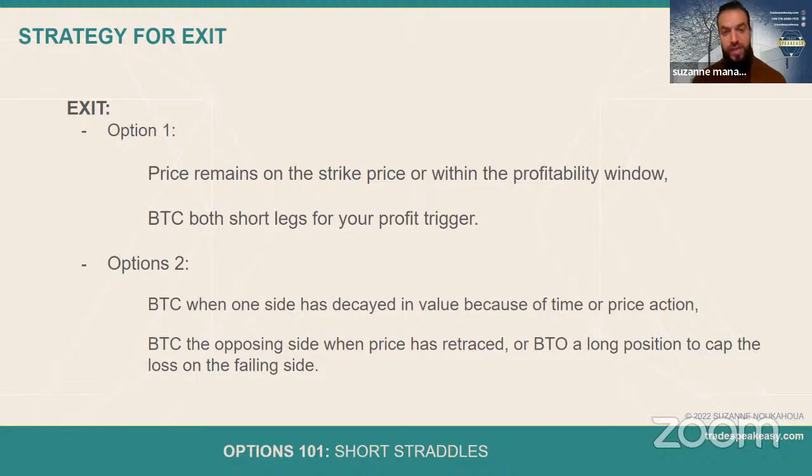Option two is buy to close when one side has decayed in value because of time or price action. So in other words, if you get a really big move up, for example, well, your call is going to be a big problem, but your put is going to be essentially worthless. So if that put is worthless, then you can essentially keep all the premium that you receive from that put by buying to close it. And then the idea is you buy to close that put, and then you hope for a retrace, and that retrace is going to suck the value out of the call, and then you're probably going to be okay in the position because then you can close that call after the retrace.